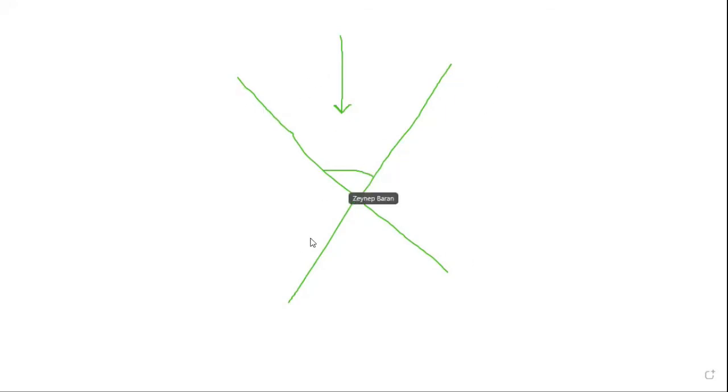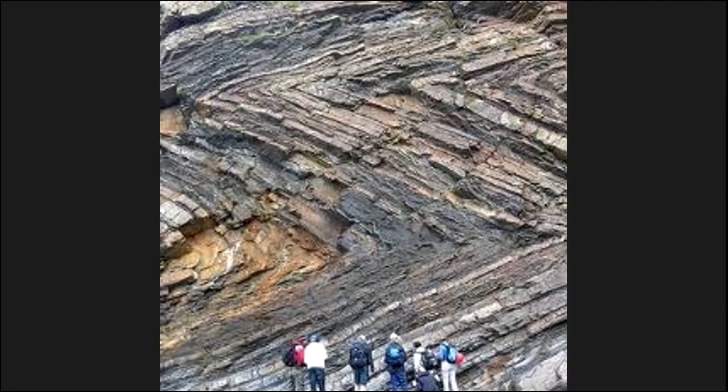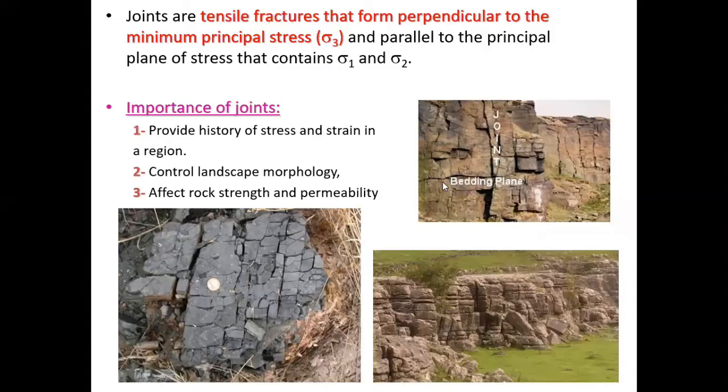So if you find this type of conjugate shear fractures in the outcrop, you can use them as a good tool to understand direction of sigma 1, maximum principal stress. So importance of joints, they provide history of stress and strain in the region. They control landscape morphology. And also they affect rock strength and permeability and porosity.